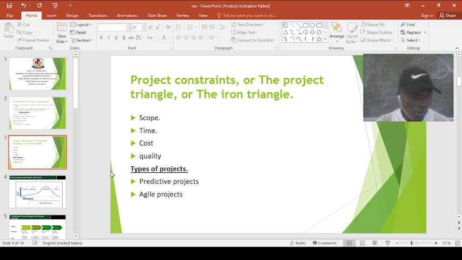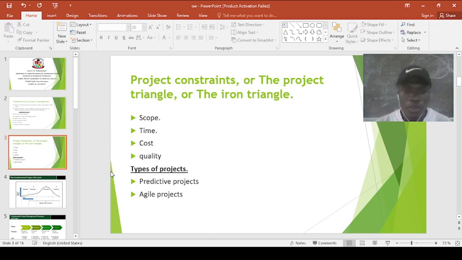Then we have the constraints, or the project triangle. Here we have the scope. Scope is the sum of products, services, or results to be provided by the project. Then time is the overall duration of a project. Cost is the budget, or the overall cost of the project, the money spent from the beginning up to the end. Then quality is the standard of services or products to be delivered to the customer by the given project.